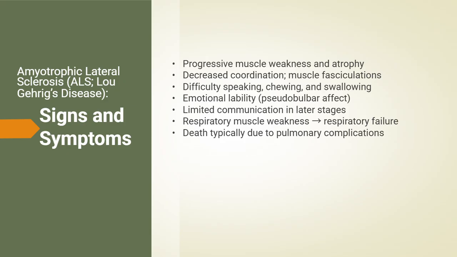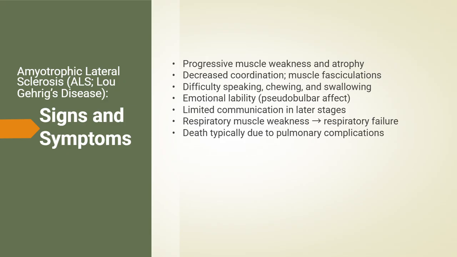Another seen symptom is emotional lability, or pseudobulbar effect. This is caused by involvement of upper motor neurons and leads to sudden episodes of laughing or crying that do not match the patient's actual emotional state. Throughout the disease, bladder and bowel control usually remain intact, but issues like urgency or constipation can still occur because of reduced mobility and weakened abdominal muscles.